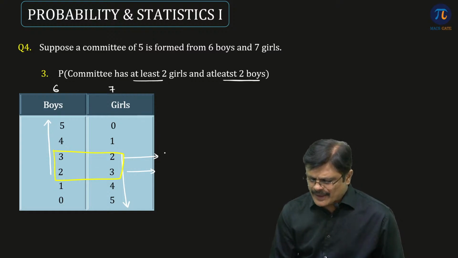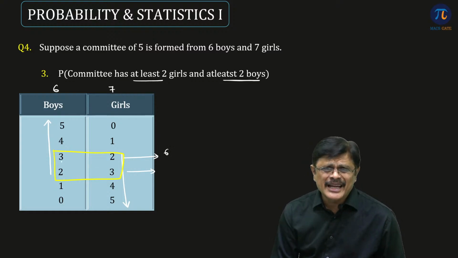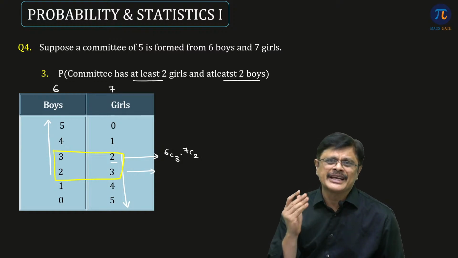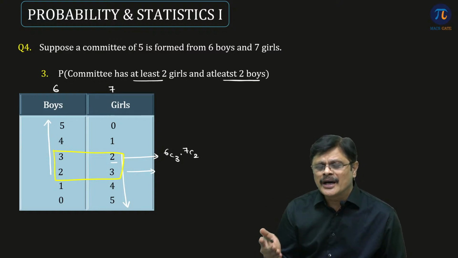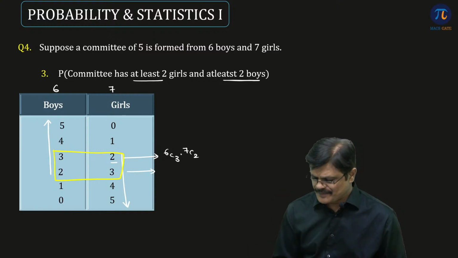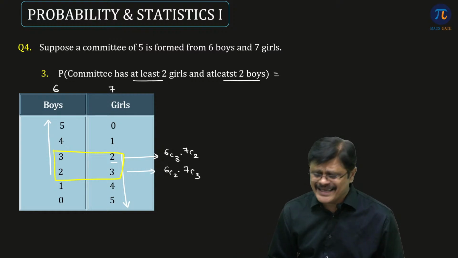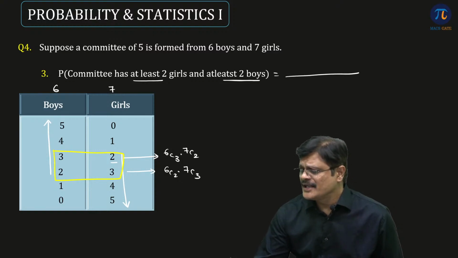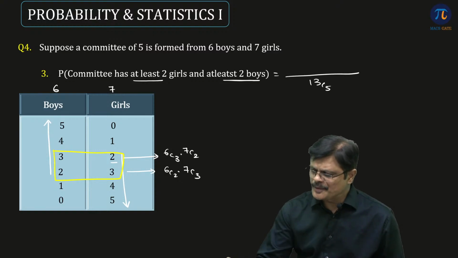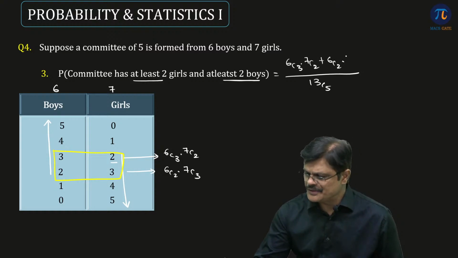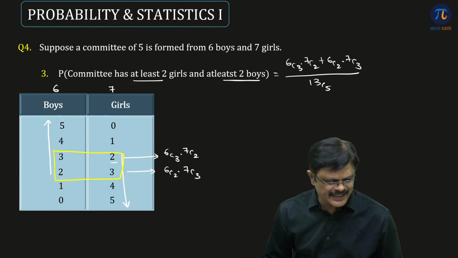So for this case, how many possibilities are there? You need to select 3 boys from 6, that can be done in 6C3 ways. You need to select 2 girls from 7 girls, that can be done in 7C2 ways. So for each of the 6C3, we can select 2 girls in 7C2 ways. Then how many ways is this possible, my dear friends? 6C2 into 7C3. So what is the probability that the committee has at least 2 girls and at least 2 boys, my dear friends? Denominator is 13C5 and the numerator is 6C3 into 7C2 plus 6C2 into 7C3. Is the idea clear?